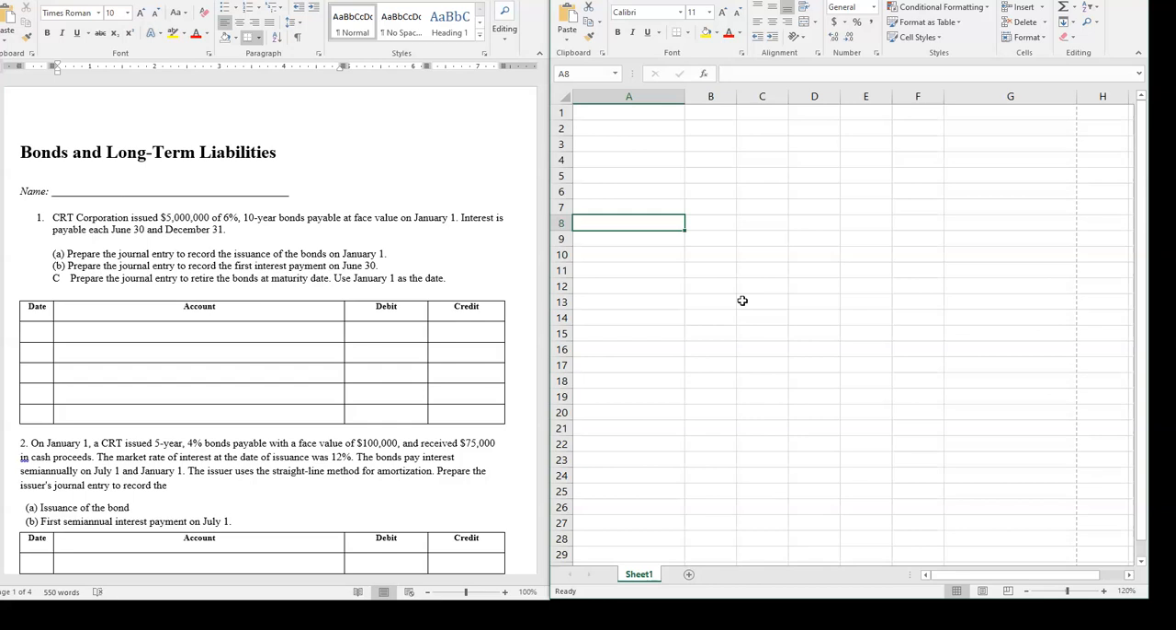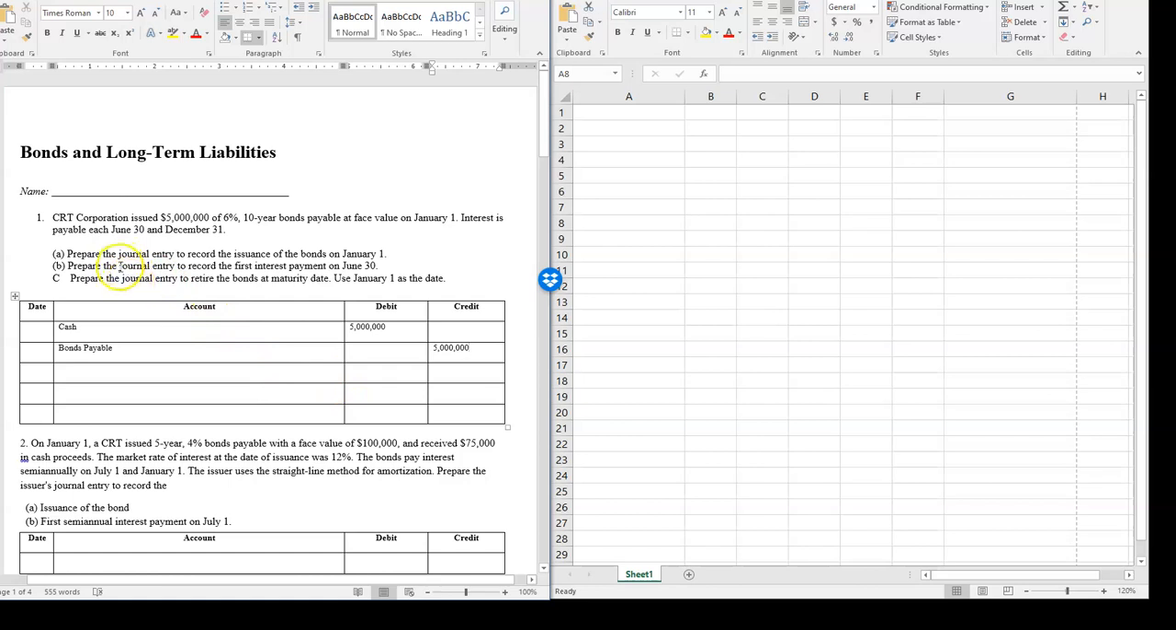Alright, so the first one says that we have a corporation that issued $5 million of 6% 10-year bonds at face value on January 1. So the good news is that it was at face value. So this is really the most simplistic kind. Whenever we issue bonds, we get cash, and it tells us that we did it at face value, which means that the $5 million is how much cash we got, and it's also how much we'll have to repay at the end. So these two numbers are equal. This means we don't need a discount or a premium.